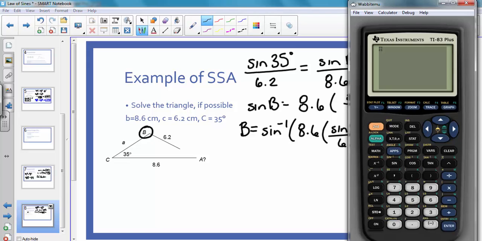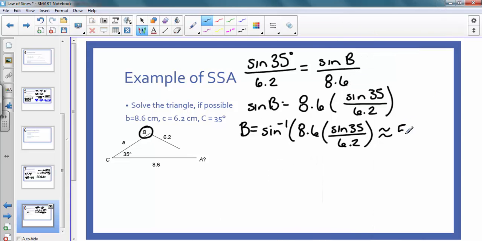All right, putting that into my calculator, I get sine inverse of 8.6 times the sine of 35 degrees divided by 6.2. And that gets me B is approximately 52.712.